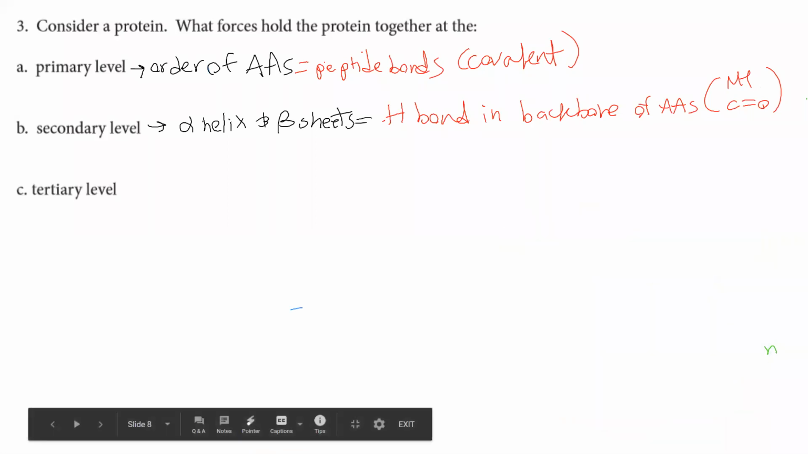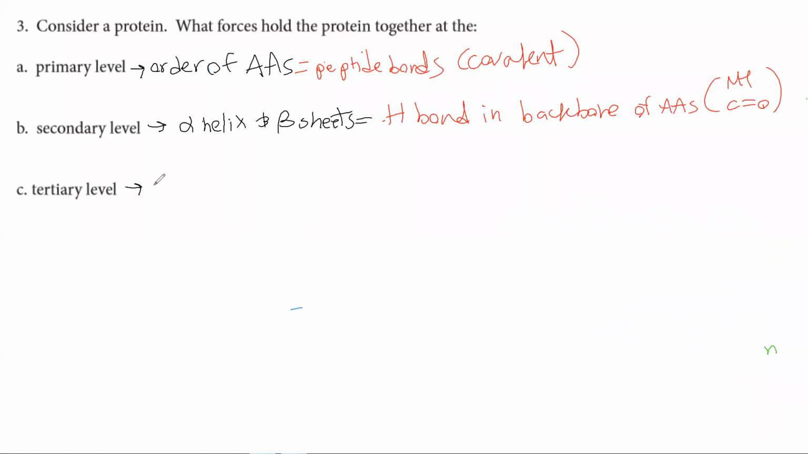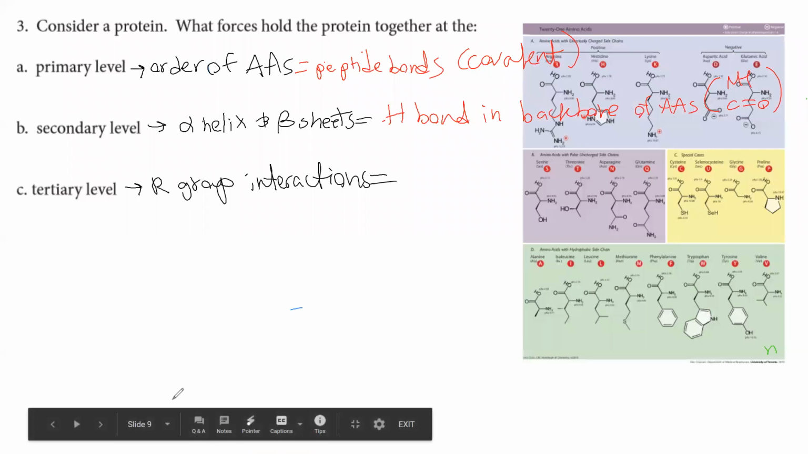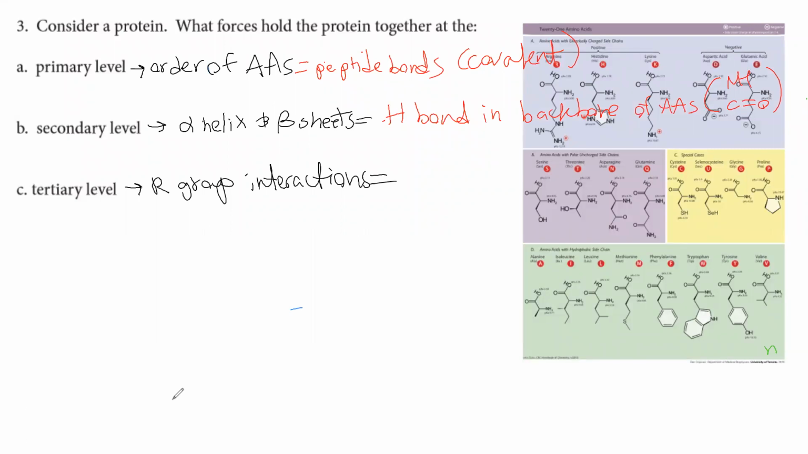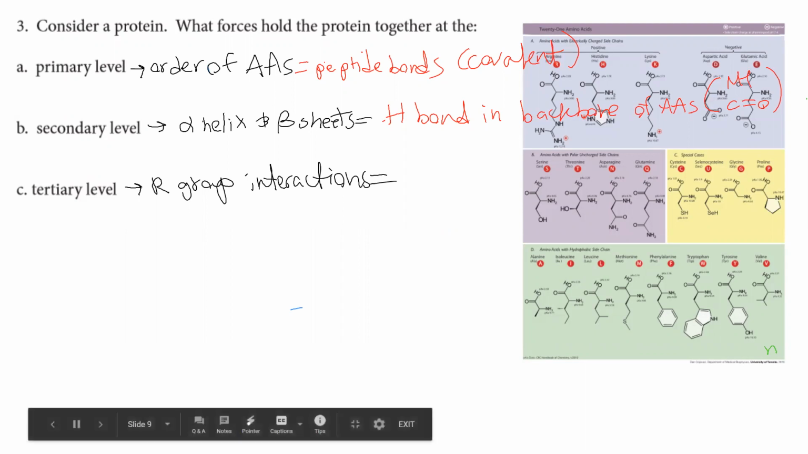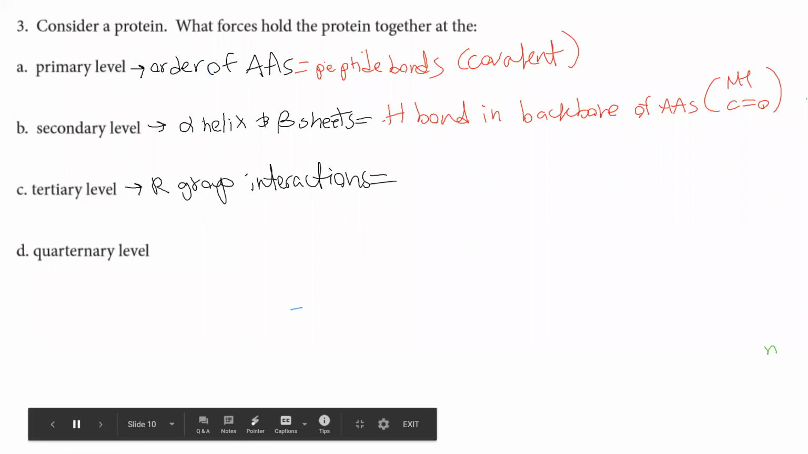Next we have the tertiary level of protein structure. This is all about the different R group interactions. Cool. So let's think about the different R groups that we have. We have so many different R groups, which means we have so many different types of interactions. So we're going to have a pretty big variety of stuff going on here.